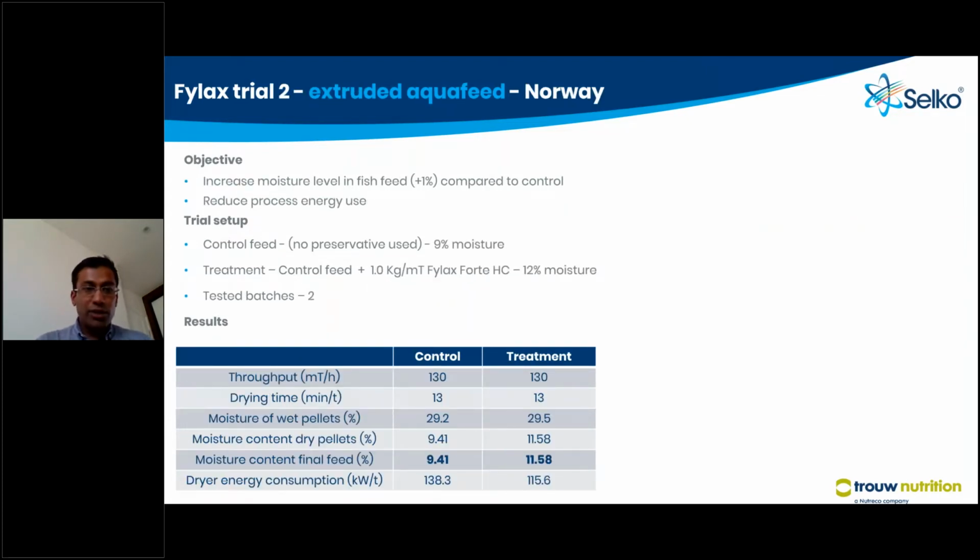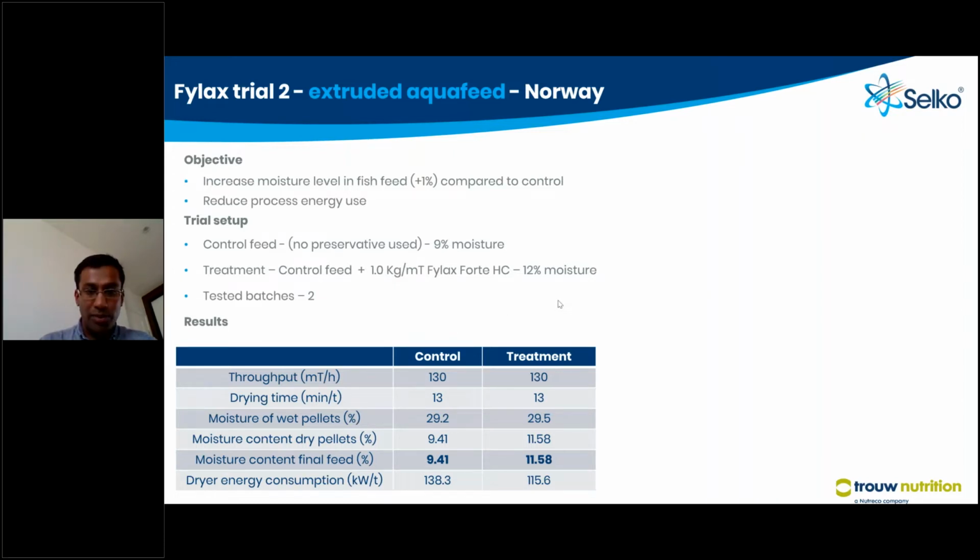The other one, we also did a trial in extruded aqua feed, and there we had 2 treatments as well. With no preservatives, we are aiming for 9% moisture, and in the other treatment we are aiming for 12% moisture. Of course, you don't need to add extra water because you already have a lot of water. So we just added 1 kilogram of Phylax Fort to see what's happening.